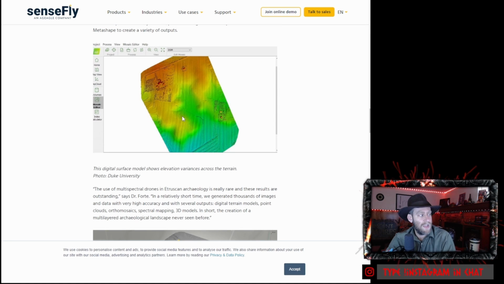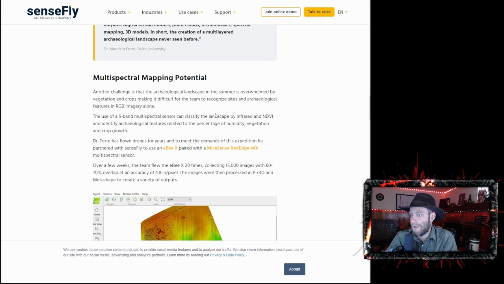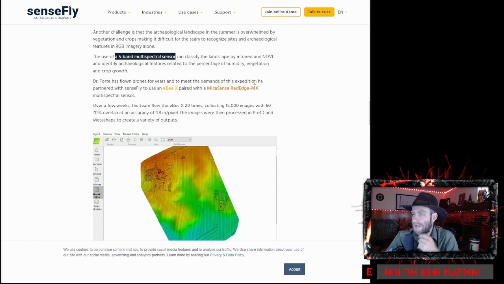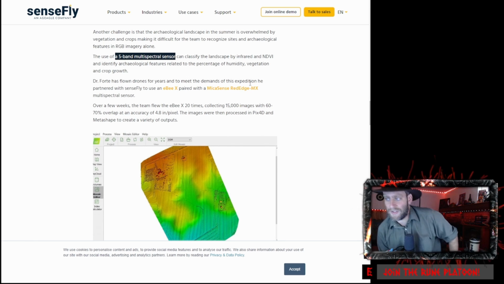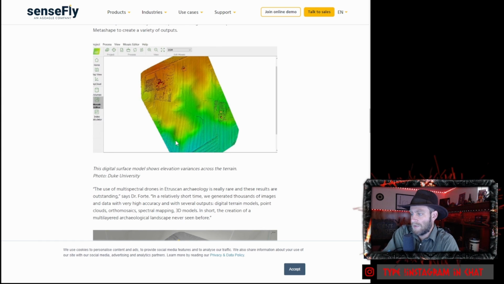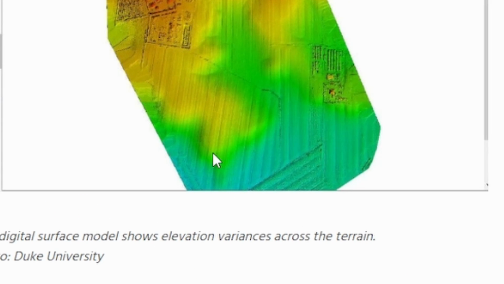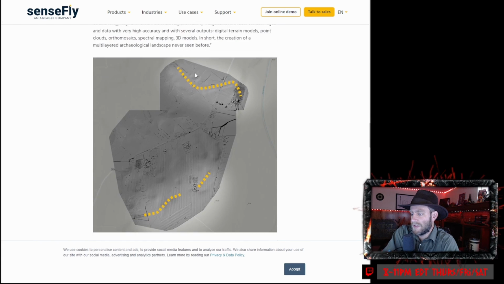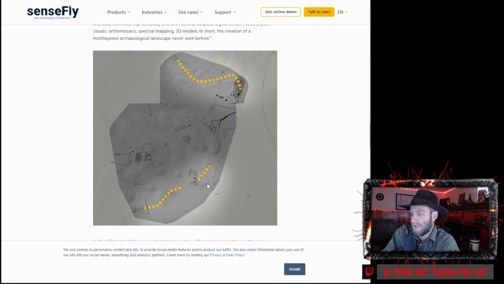And now this here is one of the survey result images from what they did. The color, I believe, is meant to indicate terrain, like the elevation of the terrain. This was using multispectral mapping, which basically uses a 5-band multispectral sensor, and it classifies the landscape using infrared and NDVI to identify archaeological features related to the percentage of humidity, vegetation, and crop growth. So one thing of particular note I want to point out is this straight line right here. You can see there's a bit of a straight line coming in this direction, at least in this part right here. Because what this does is this brings back here where they have taken out the thermal element and they're just showing a landscape.